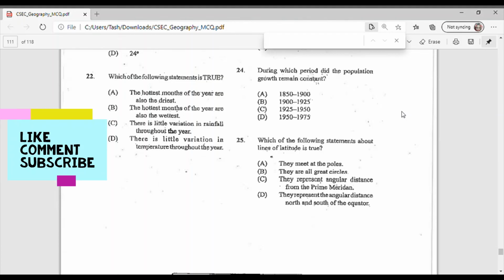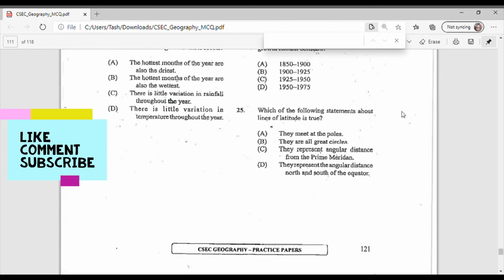B, they are all great circles. No, we only have one great circle for lines of latitude, and that would have been the equator. C, they represent angular distance from the prime meridian. No, from the prime meridian would have been for lines of longitude. D, they represent the angular distance north and south of the equator. So for 25, the answer would have been letter D.